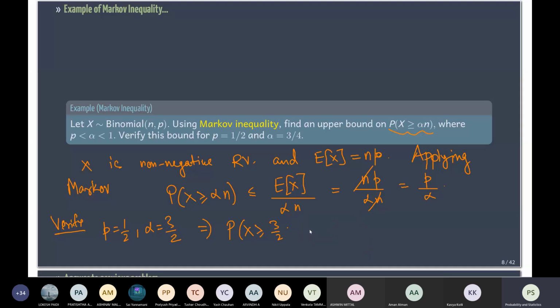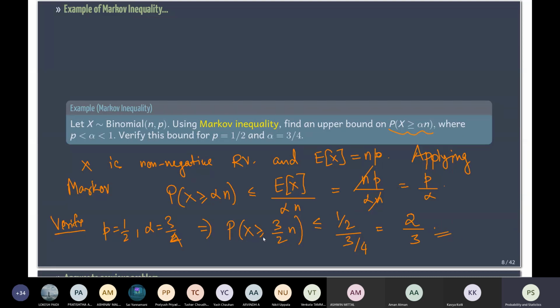This is not np, right? So alpha is 3 by 2 and n is n, so that remains. And this is less than or equal to p, which is half. Oh, 3 by 4 actually, right? So alpha is 3 by 4. Okay, and this turns out to be 2 by 3, because the 2 and 4 get cancelled. Okay, so this is the answer we have.